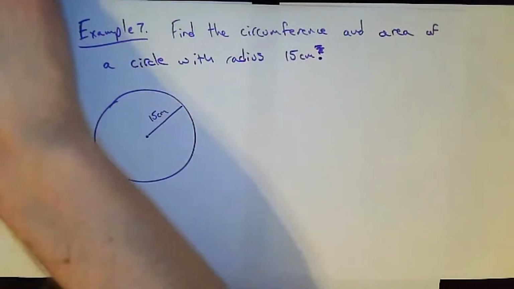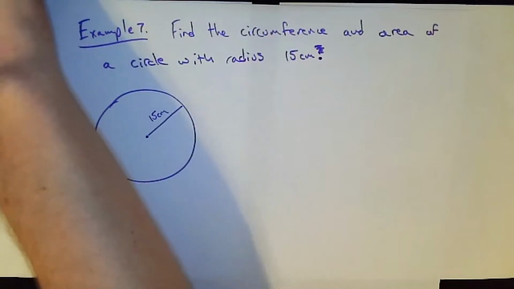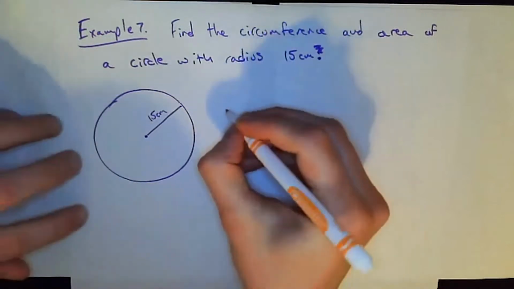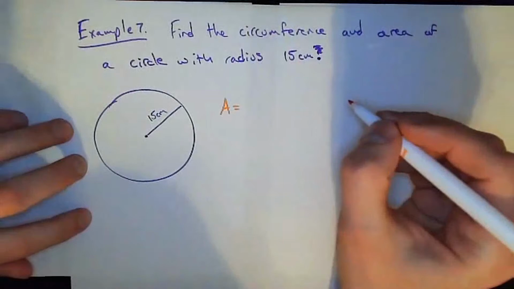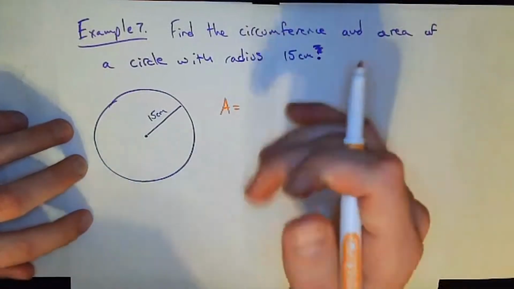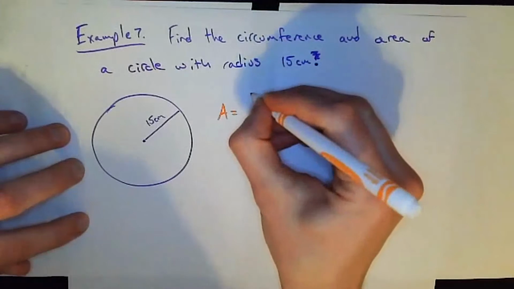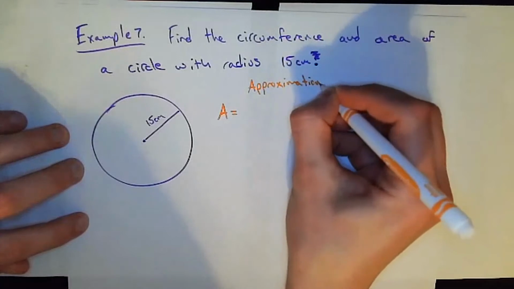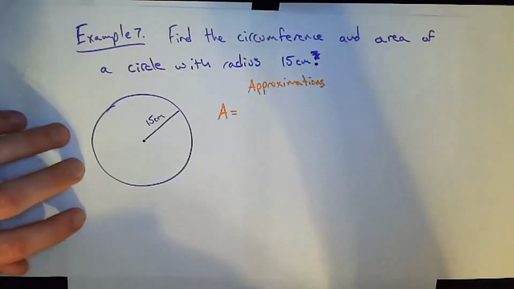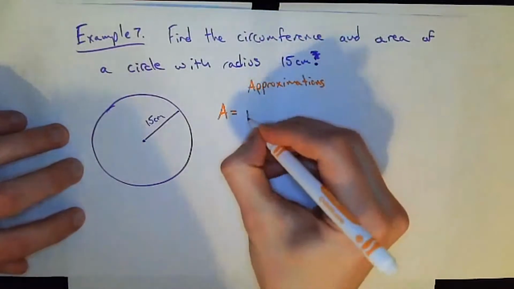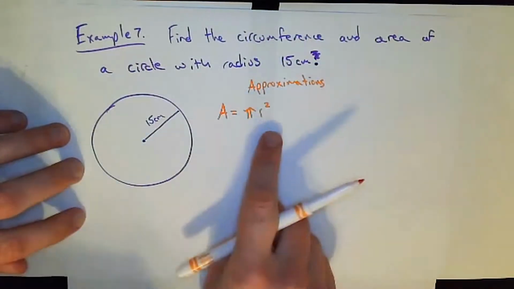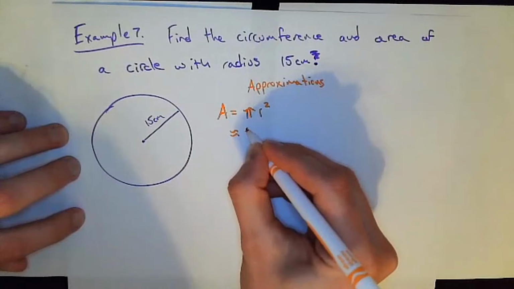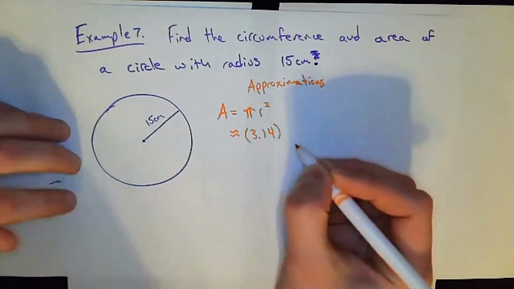I'm going to show you two different ways to do this. You can use 3.14 as an approximation for pi, and that's going to be the first way I do it. So in orange are going to be approximations. And then I'll show you how to leave it as an exact answer in terms of pi as well. All right, so first of all, A is equal to pi r squared. That's area, finding area first. So now I'm going to say that's approximately, using 3.14 for pi.